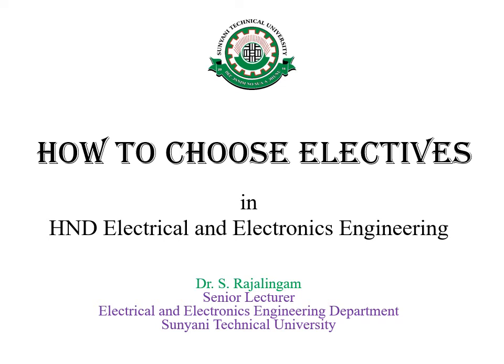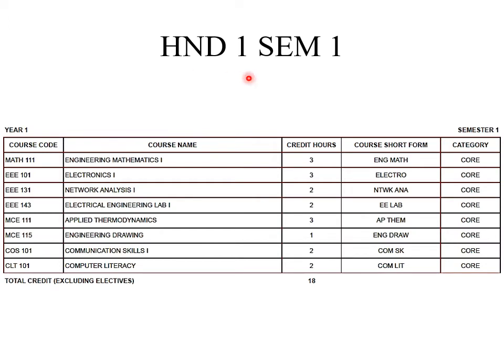Welcome. In this video, we are going to see how to choose electives in HND Electrical and Electronics Engineering. In HND Year 1, Semester 1, there is no elective. So all the courses are core courses and it is mandatory. So while registering for the course, you are supposed to choose all the courses available in the online system.